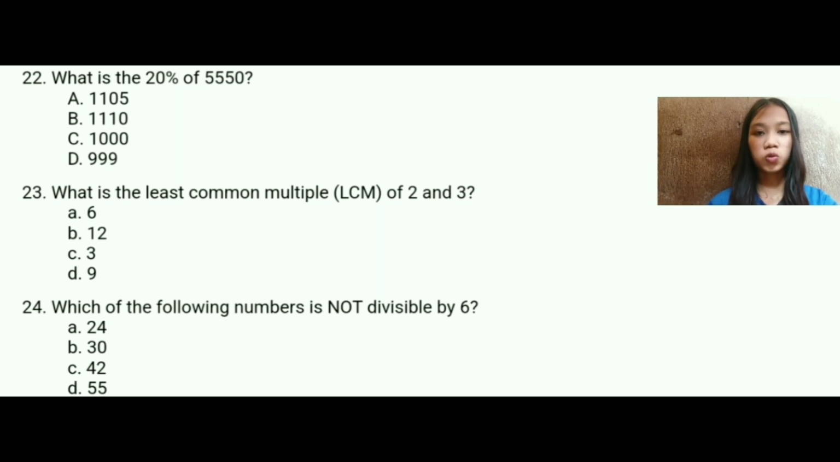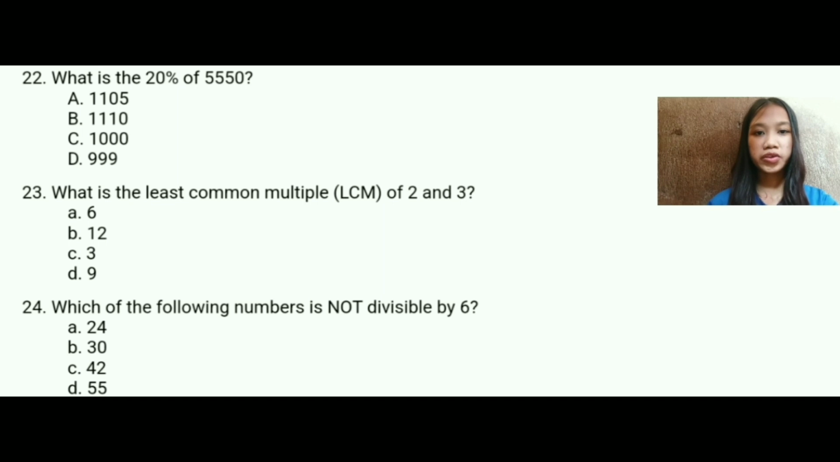Now let's find out why the other options are incorrect. Because for letter B, 12, 12 is a multiple of 6, yes, but not the smallest. For letter C, 3, this is also incorrect because 3 is not a multiple of 2. And for letter D, 9, incorrect because 9 is not a multiple of 2. Again, the answer for number 23 is letter A, 6. And now, let's proceed sa number 24.